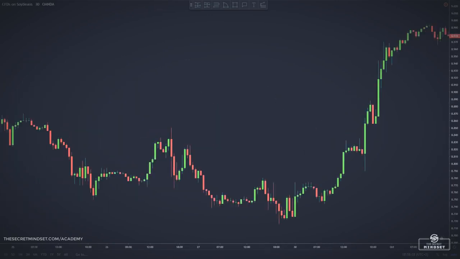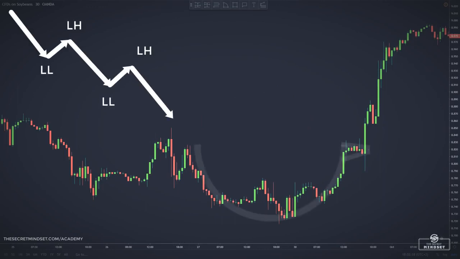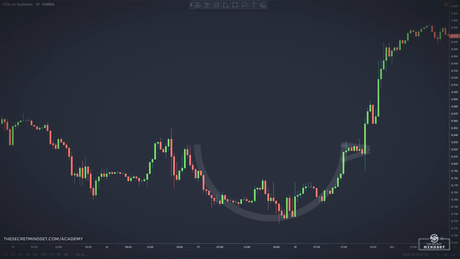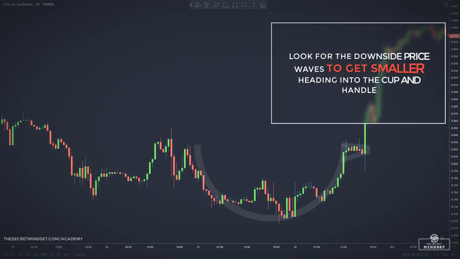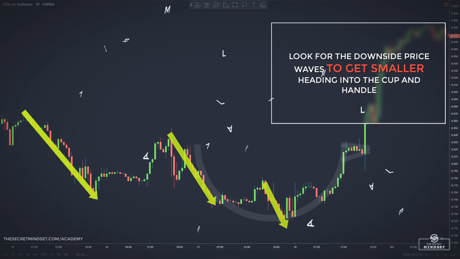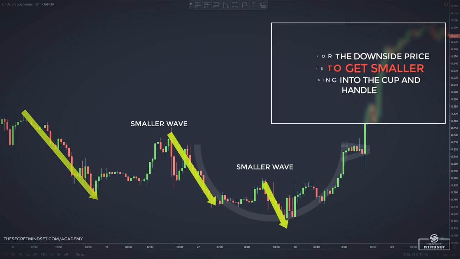If the cup and handle forms after a downtrend, it could signal a reversal of the trend. To improve the odds of the pattern resulting in a real reversal, look for the downside price waves to get smaller heading into the cup and handle. The smaller down waves heading into the cup and handle provide evidence that selling is losing steam, which improves the odds of an upside move if the price breaks above the handle.